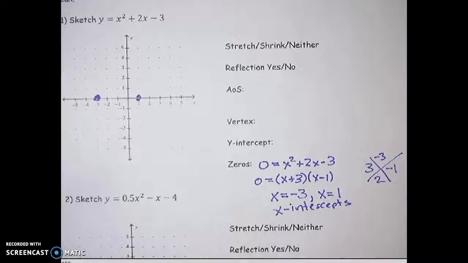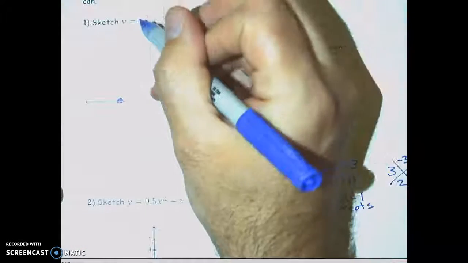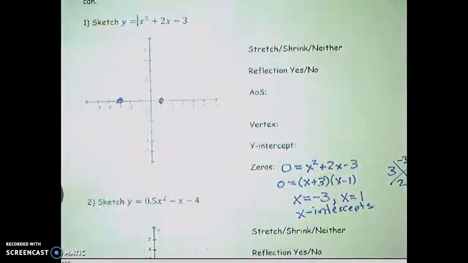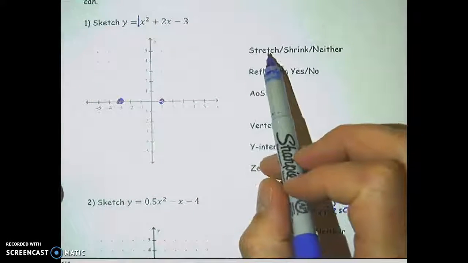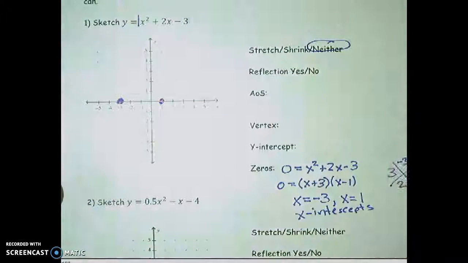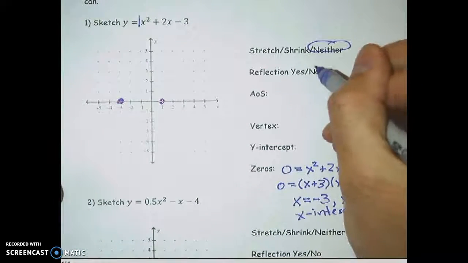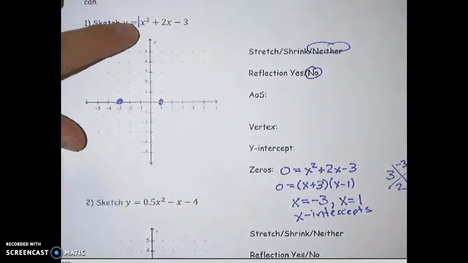Everything else is still the same, so I'll just run through it kind of quick, just so you guys have a video of it. When we do a problem like this, to find stretch, shrink, neither, we look at the number in front of the x squared. If it's bigger than 1, it's a stretch. If it's smaller than 1, it's a shrink. If it's exactly 1, we just say neither. If this one is positive, it faces up and it's not a reflection. If it was negative, it would face down.